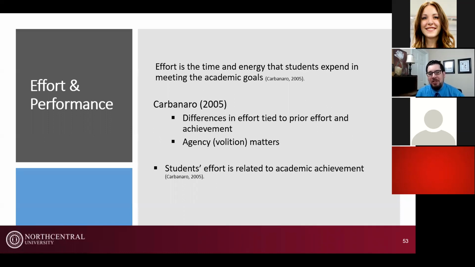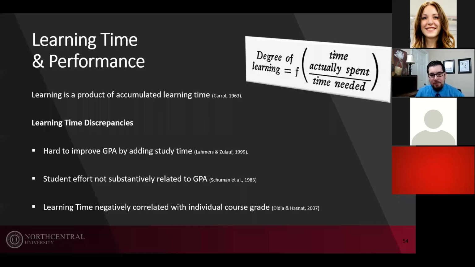Effort is the time and energy that students expend in meeting their academic goals. Differences in effort are tied to prior effort and achievement. And agency or volition causes us to expend effort when motivation may not be available. Students' effort is related to academic achievement, of course.